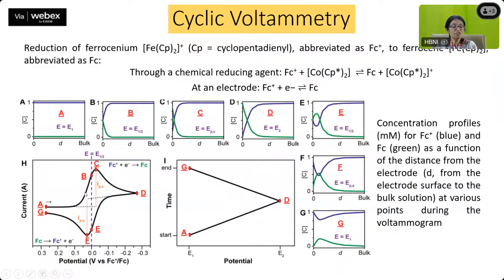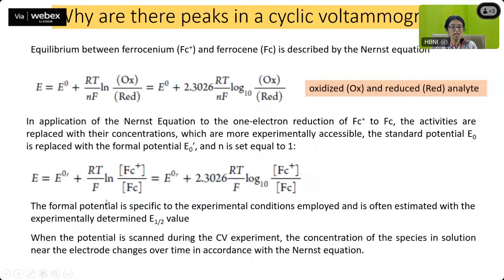And this is what gives rise to this particular current, whatever you see, as per the Nernst equation. So there is an equilibrium between the ferrocenium and ferrocene, and this is described by the Nernst equation. In application of the Nernst equation to the one-electron reduction of ferrocenium to ferrocene, the activities are replaced with concentrations, which are more experimentally accessible, and the standard potential E0 is replaced with the formal potential E0', and n is set equal to 1. So you have this particular equation, and the formal potential is specific to the experimental conditions employed and is often estimated with the experimentally determined E-half value.